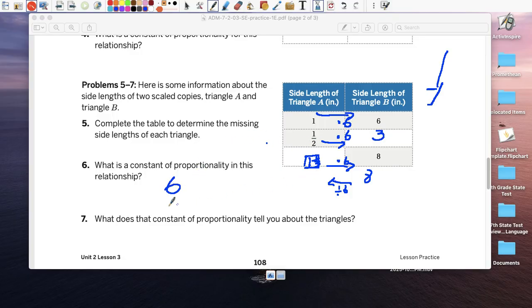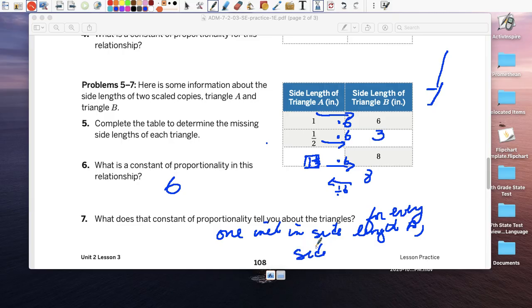What's the constant of proportionality? 6. What does that constant of proportionality tell you about the triangles? It tells you that for every 1 inch in side length A, side length B will be 6 inches.